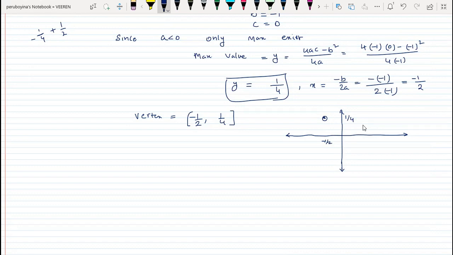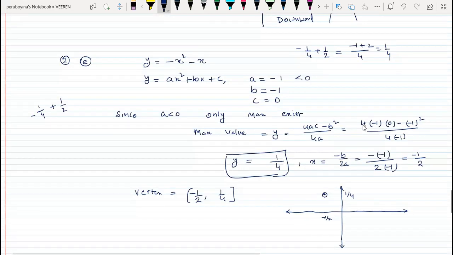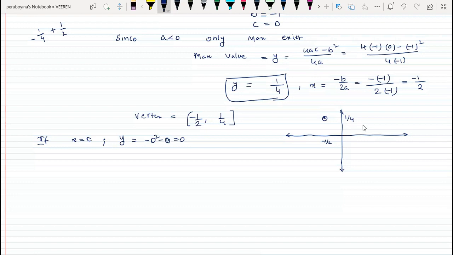From there, let me calculate. If x is 0, what will the value be? x is 0, y is 0, right? From the equation, if x is 0, then y equal to minus 0 square minus 0, which is also 0. Therefore, it is passing through the origin. And what are the other values? Other values it should pass through like this.